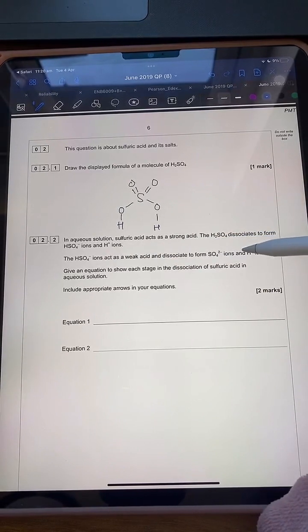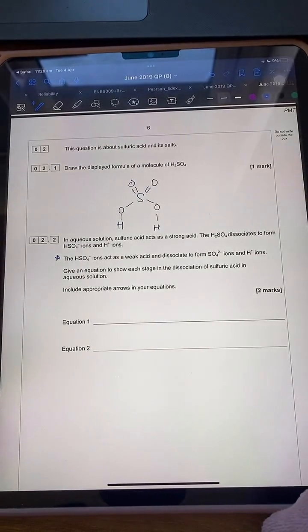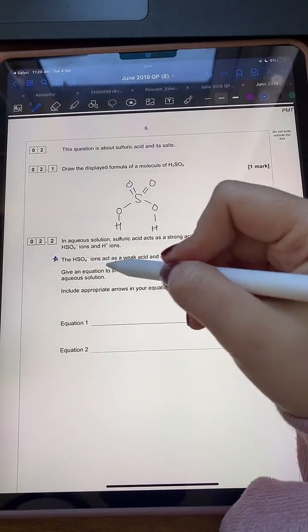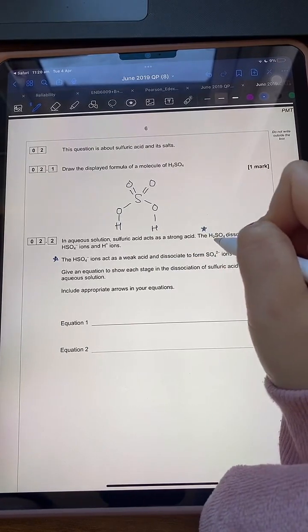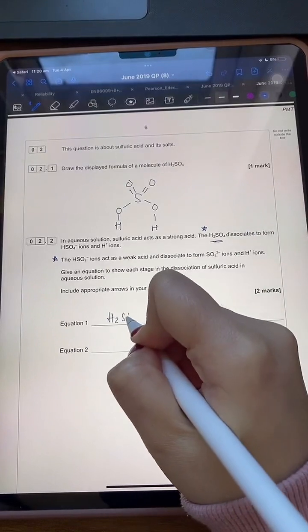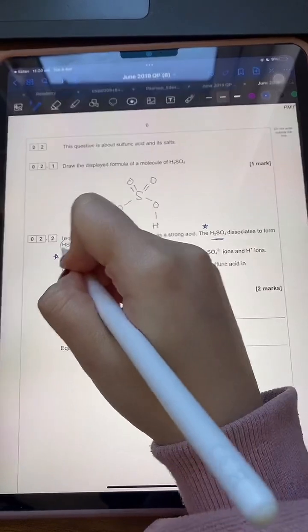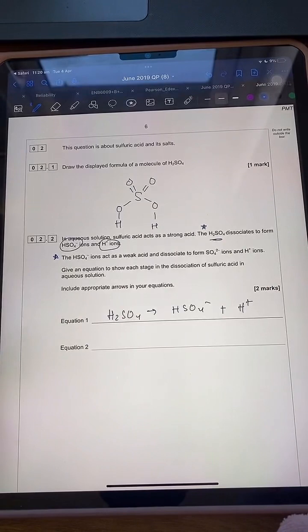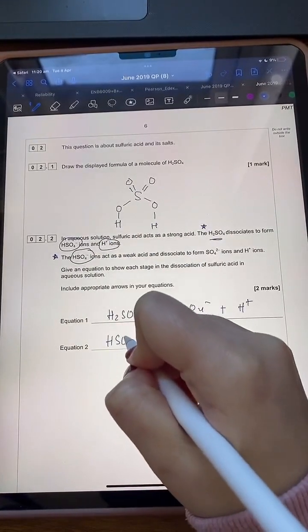Give an equation to show each stage in the dissociation of sulfuric acid in aqueous solution. So we know, firstly, we have H2SO4, which dissociates to form HSO4 minus, that's what it says there, and H plus ions, that's what it says there. And then the HSO4 minus acts as a weak acid and dissociates, that's the keyword, dissociates, to form SO4 2 minus and H plus ions.